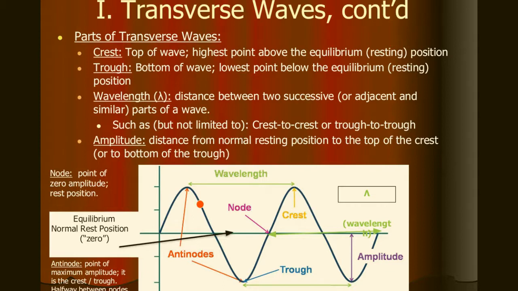So the nodes are each one of those positions where it crosses the equilibrium. The antinodes are the top and the bottom points at any time. And at the very top, we would consider that the crest, and at the very bottom, we would consider the troughs. And the amplitude could be the distance from the point of maximum amplitude, which is halfway down or halfway up, meaning from equilibrium all the way down, or from the equilibrium all the way up.